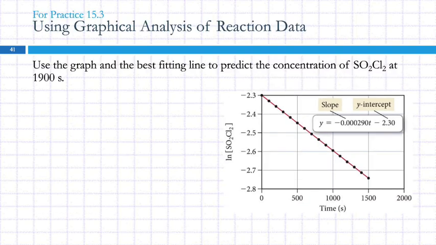So this question is saying, use the graph and best fitting line to predict the concentration at 1900 seconds.